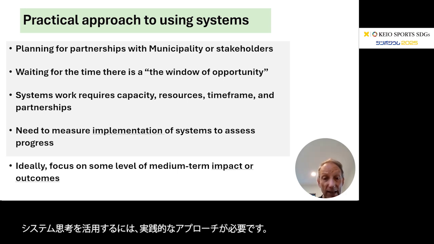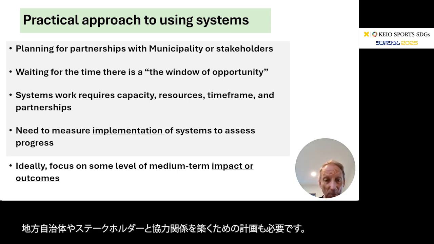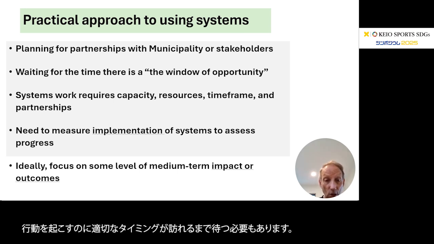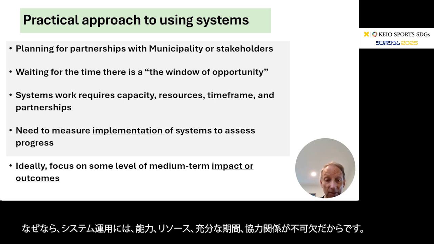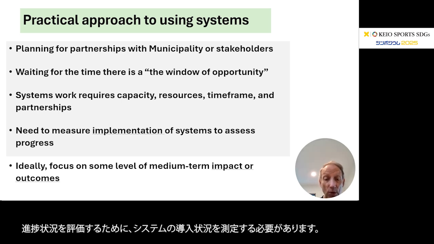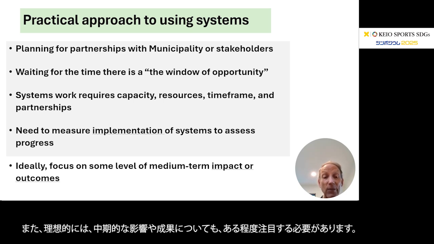We need to take a practical approach to using systems thinking. We need to plan for partnerships with the municipality or stakeholders. We need to wait for a good time when there is a window of opportunity for action, because systems work requires capacity, resources, sufficient time frame and partnerships. We need to measure the implementation of systems to assess progress, and ideally, we also need to focus on some level of medium-term impact or outcomes.